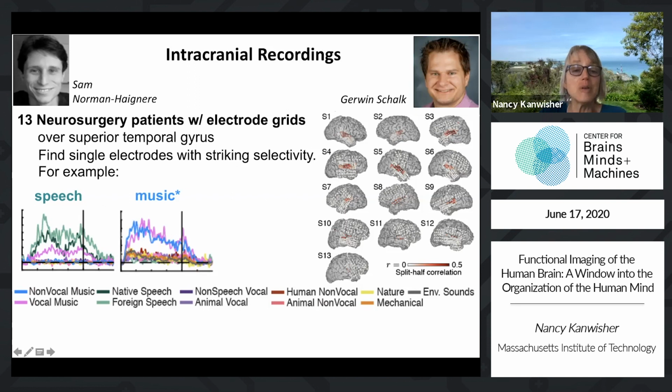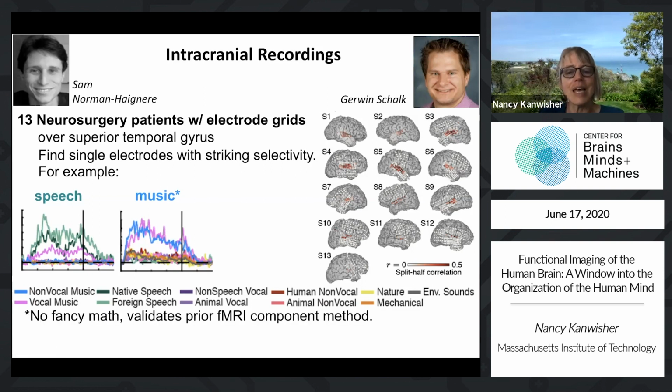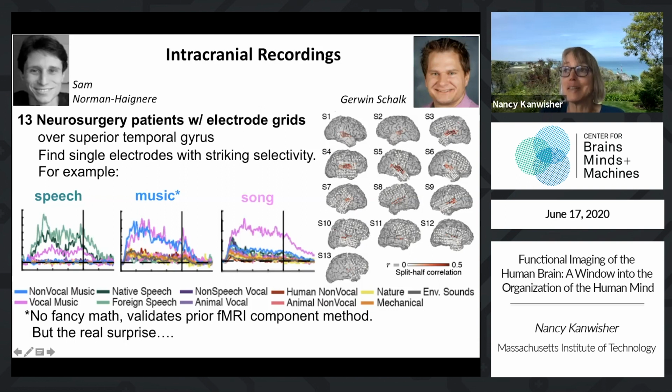And here is a music selective electrode, vocal and non-vocal music, consistent with what we inferred from functional MRI. But with intracranial recording, we actually also found something new that we had not seen with functional MRI. And that is song selective electrodes. So these are electrodes that are so specific that they don't respond to any music. They respond only to vocal music. Isn't that awesome?